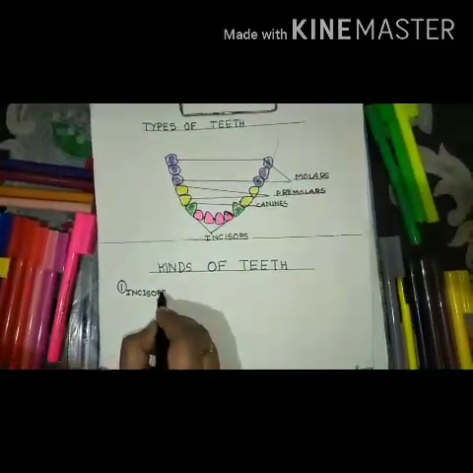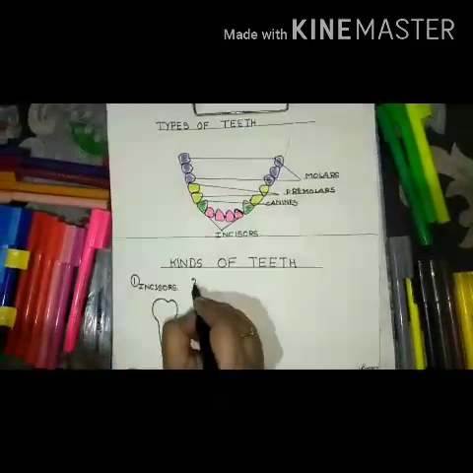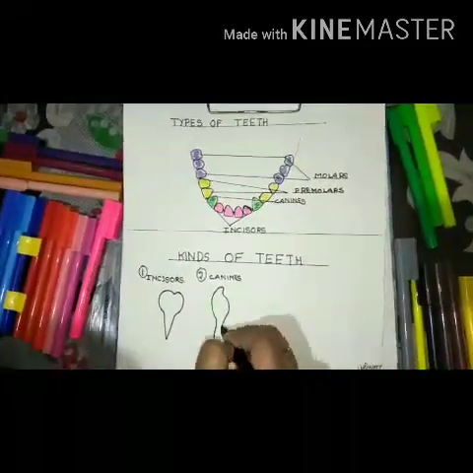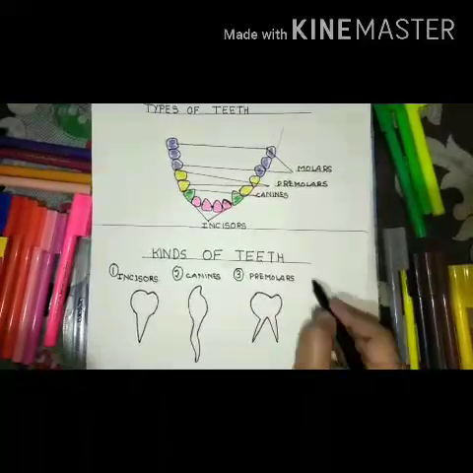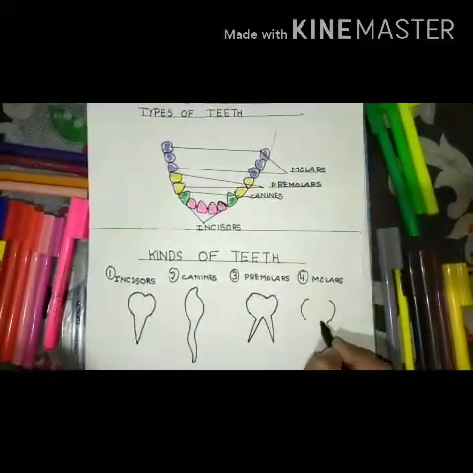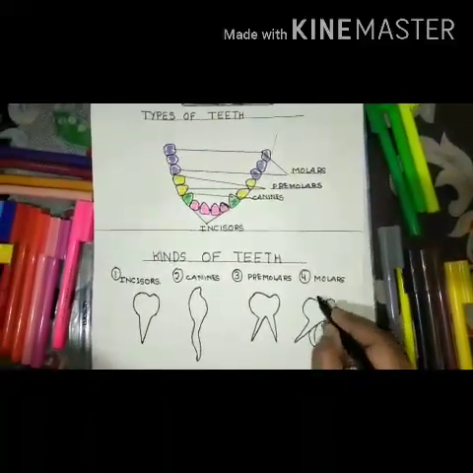Now we are going to draw kinds of teeth separately. First is the incisor. You can see the canine looks quite pointed and long, and then we are going to draw the premolars and the molars.